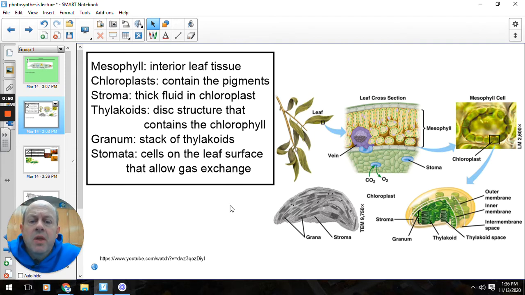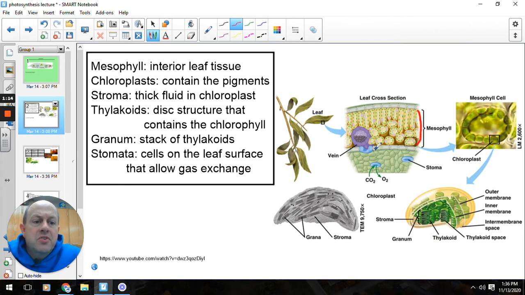Bacteria can do photosynthesis, algae can do photosynthesis, but usually what we think of is plants. And so the part of the plant that does the photosynthesis is going to be the leafy part. So let's take a look at the cross section of a leaf here. This cross section is going to be the mesophyll tissue, okay?